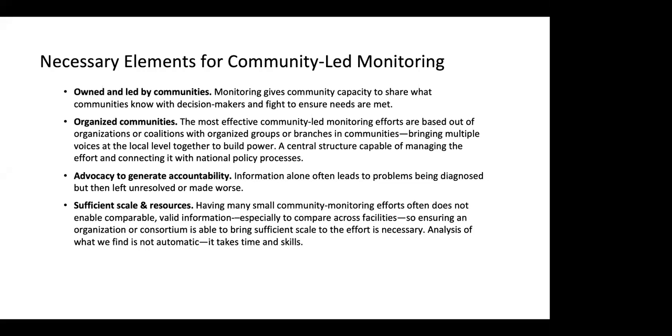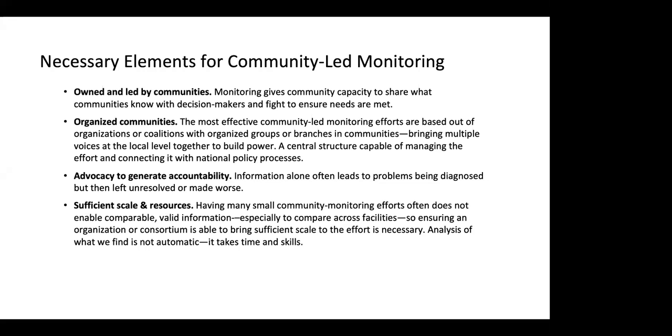Second, organized communities are necessary. This is not a one-off where you hire some people from the community to do a project. Instead, the most effective community-led efforts are where there are groups or coalitions of groups that are well organized and have the capacity to move this forward and are supported to do so. The advocacy component is critical to community-led monitoring. Information alone often leads to problems being diagnosed, but then left unresolved.